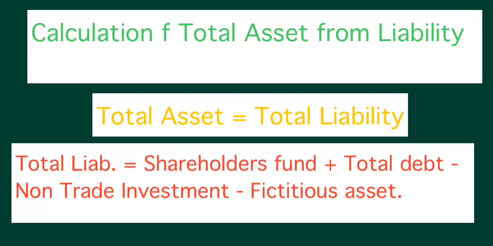Total liability. But again the same thing, because in the total of assets or in the total of liabilities, the value of non-trade investments and the value of fictitious assets is included. So again from the liability side also we have to subtract the value of non-trade investments and fictitious assets. That means it is common to subtract non-trade investments and fictitious assets both from the asset side as well as from the liability side. Okay.